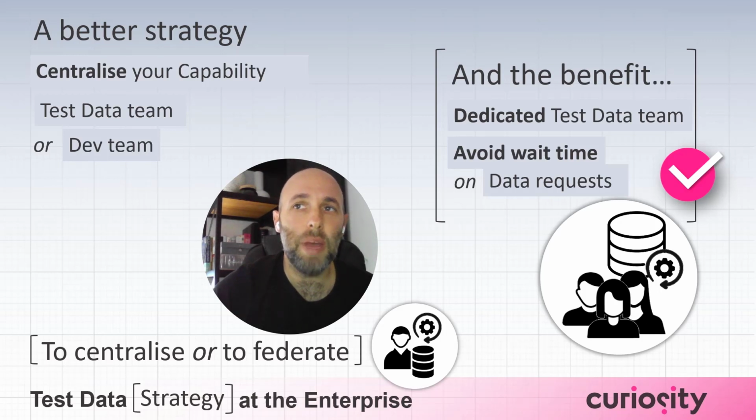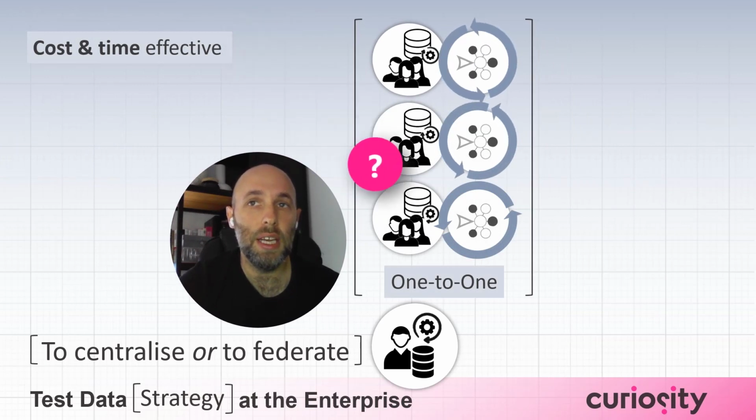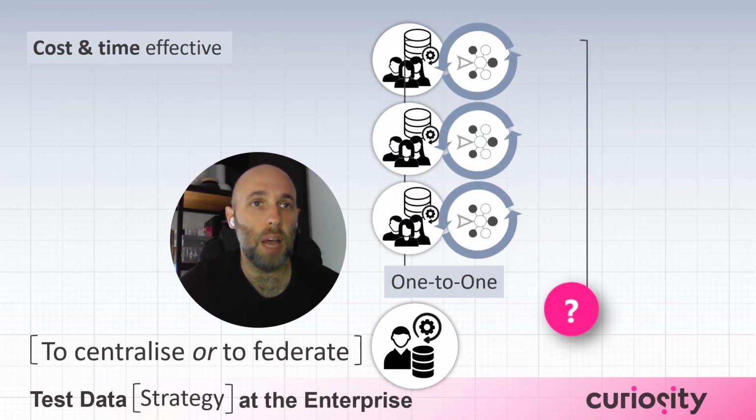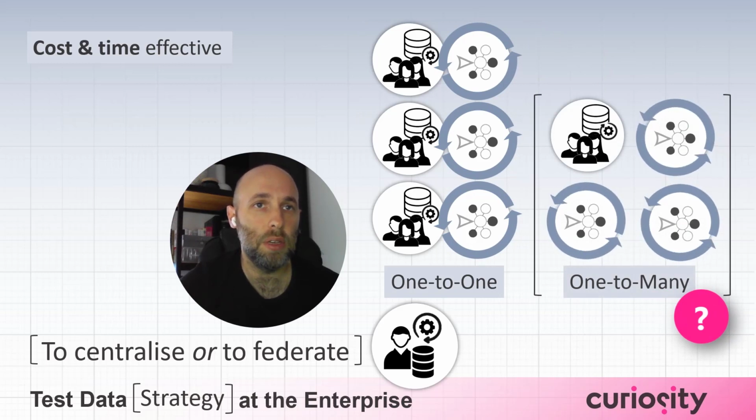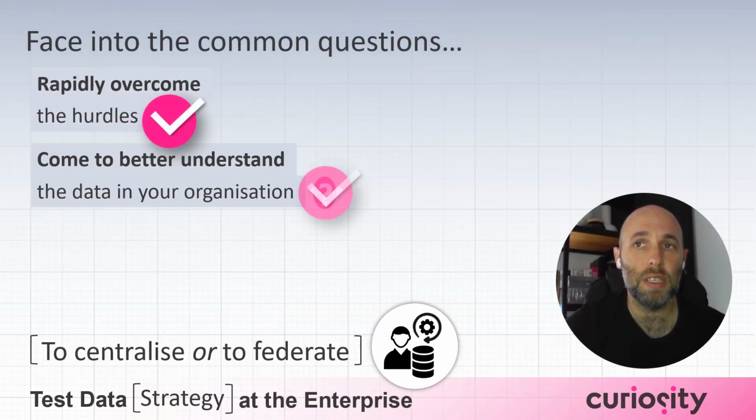I'm sure the dev team will have better things to do than to wait for a data request to come in from another team. There are other benefits to having a centralised capability for test data in your organisation, including the ability to standardise test capabilities around common data attributes. Think where to anonymise PII. There are, of course, economies of scale. Does each team need its own data capability, or is it more cost and time effective to source that data from a single team? Whoever does data, the key thing for the team is that they are conscious of and facing into questions we've discussed in these videos and have the skills to be able to rapidly overcome some of the hurdles that inevitably will come to light when it comes to understanding the data in your organisation.